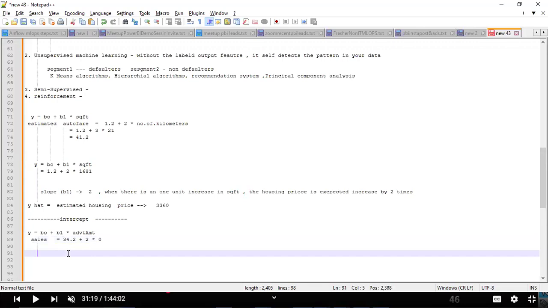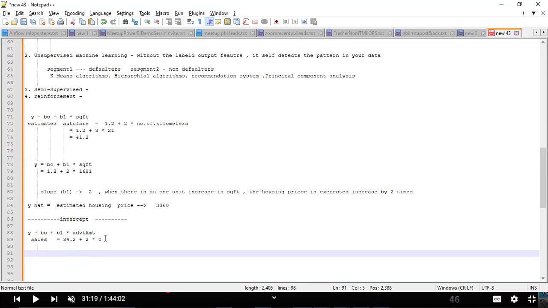Is it clear? Yes, you are correct. Now you understood what is intercept. The line which touches the y-axis is called your intercept. On the other hand, when the value of x is 0, the average estimated y value is the intercept.